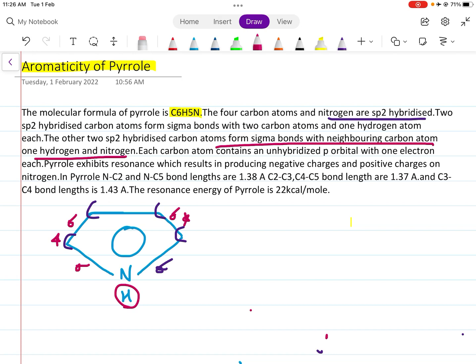So this is forming only with the hydrogen atom, whereas these 2 carbon atoms form sigma bonds with the neighboring nitrogen atom and the hydrogen atom. Each carbon atom contains an unhybridized p orbital with 1 electron each.